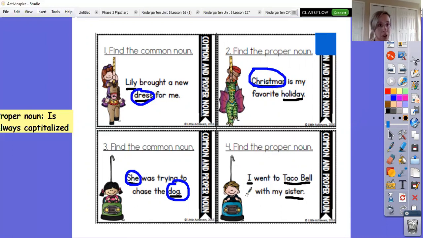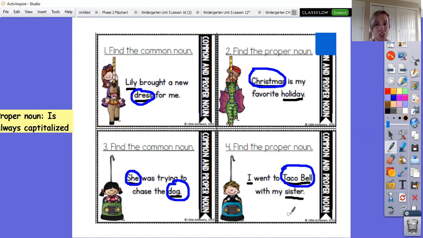Did I put my name in there? No, okay? So we're not gonna do that one. I went to Taco Bell, that's capitalized. I didn't just say I went to a restaurant, I went to a specific restaurant, okay? So I'm going to circle that one.